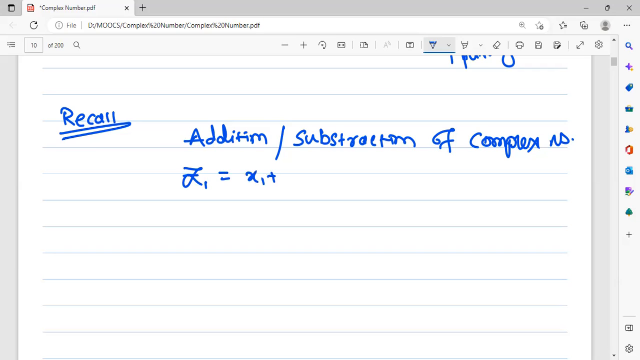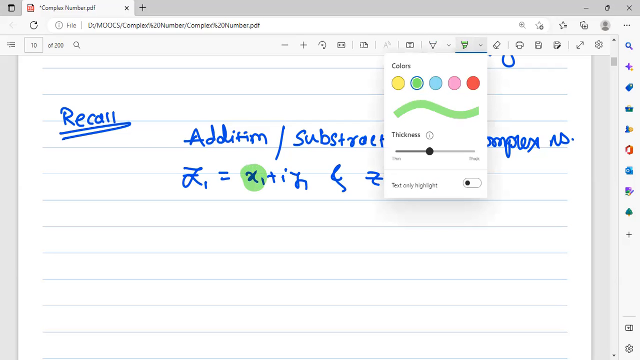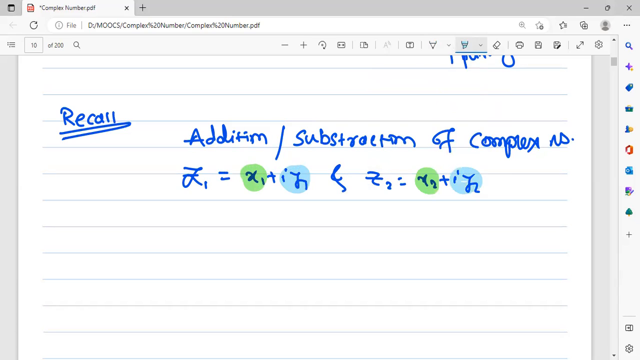Suppose Z1 is equal to X1 plus iY1 and Z2 is equal to X2 plus iY2. Remember that we are taking coordinate-wise addition: X1 plus X2 is the real part, and addition of the imaginary parts. In the same way for subtraction also. Means addition and subtraction of complex numbers is nothing but coordinate-wise addition.